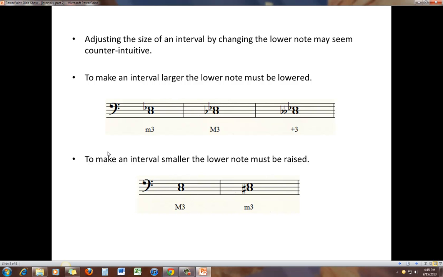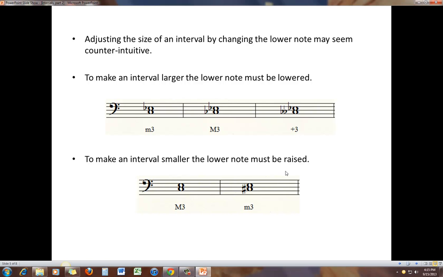Adjusting the size of an interval by changing the lower note is a little bit counterintuitive. You need to remember that if you are going to make an interval larger by changing the lower note, that lower note needs to be lowered. So if you have a minor third of C to E flat, if you need to change the bottom note, or the C, to make it a major third, you have to go C flat to E flat. And to make it larger than that, you have C double flat to E flat is the augmented third.